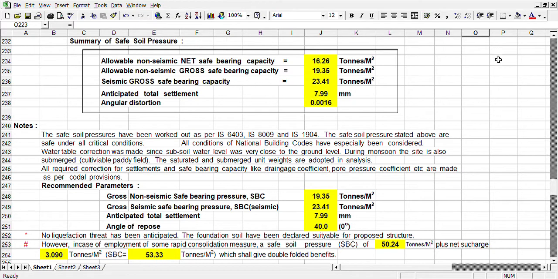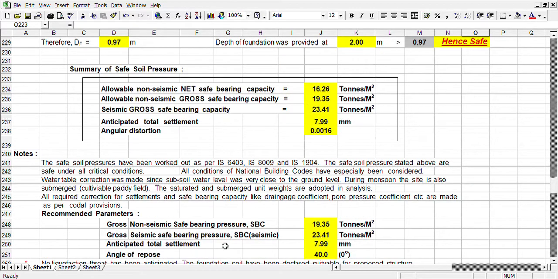Ultimately, what we got? We have calculated the gross, net, non-seismic safe bearing pressure, that is 19.335. That is the surcharge, and we are adding this surcharge here. Our calculated net is 16.25, and the gross seismic safe bearing pressure is, this is immense.